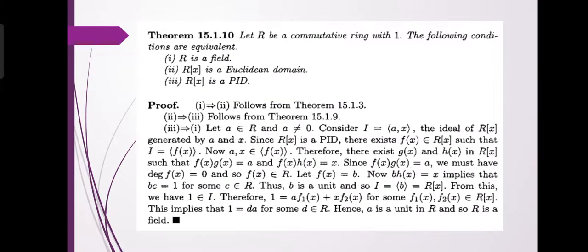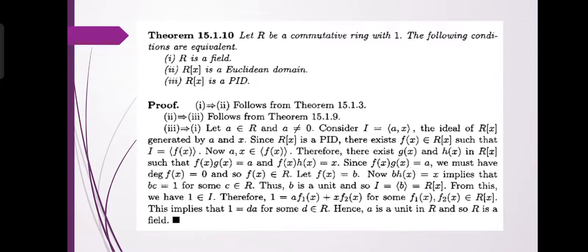In Theorem 15.1.10, let R be a commutative ring with 1. The following conditions are equivalent. Number 1, R is a field. Number 2, R[x] is a Euclidean domain. Number 3, R[x] is a PID, which means a principal ideal domain. Proof. Equation 1 implies equation 2 follows from Theorem 15.1.3. Then equation 2 implies equation 3 follows from Theorem 15.1.9.